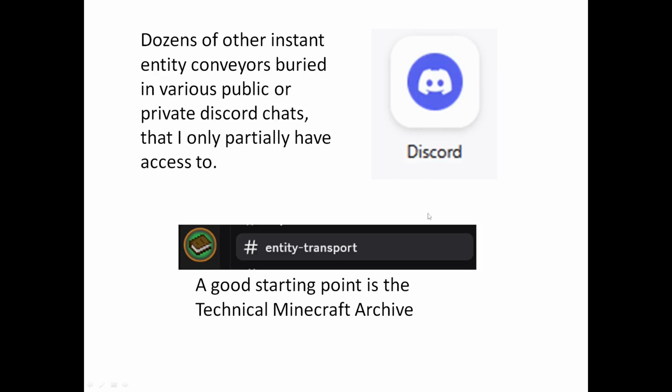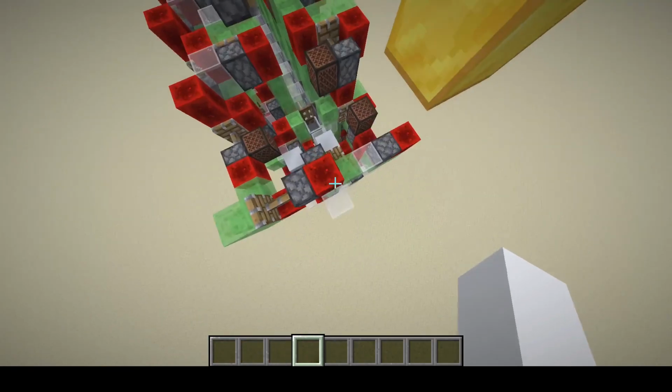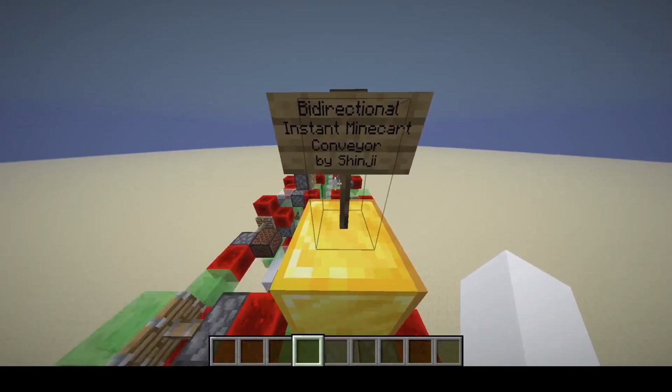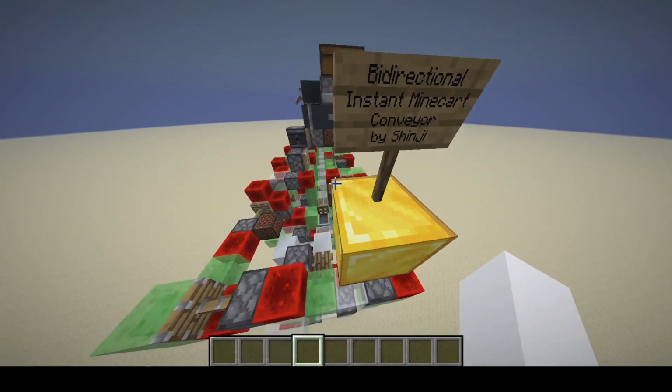Then there were a lot of other instant entity conveyors, and those are spread over various private Discords. Like the Bismuth Discord has a private instant entity conveyor channel, which I can give you access to. But a good starting point to find these instant entity conveyors is the Technical Minecraft Archive, the entity transport chat. So this is one example of a modern instant entity conveyor, which you can find on the Discord. This is a bidirectional instant minecart conveyor by Shinji.